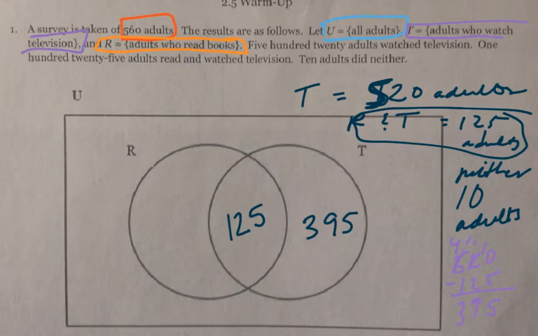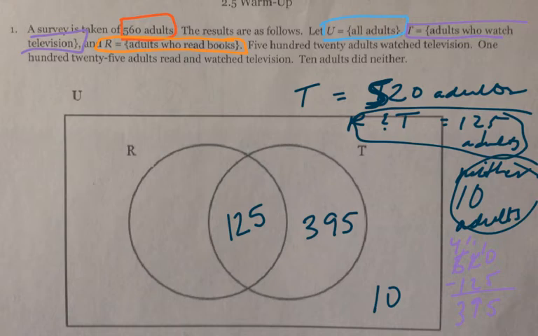Now I'm going to use the information that they gave us, that they say 10 adults did neither. They don't read and they don't watch television. So they're within our set of adults that were surveyed, but they aren't in any of these sets. So they just exist in that universal set of all of the adults that were surveyed. Okay? So then our last step is to figure out how many people only read. So we have to figure out how many people are left.